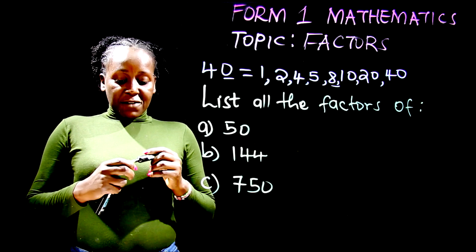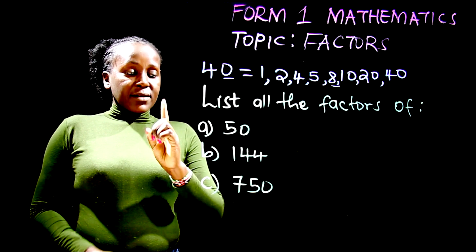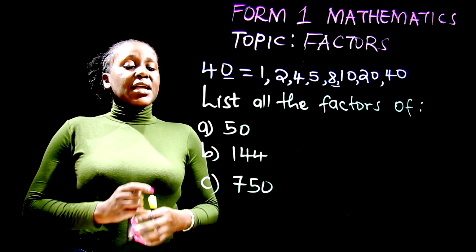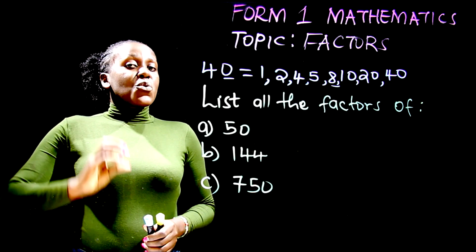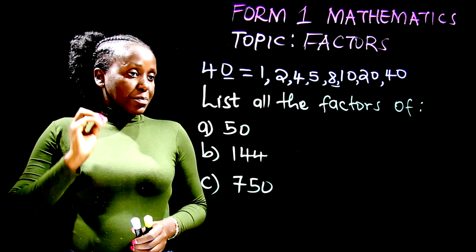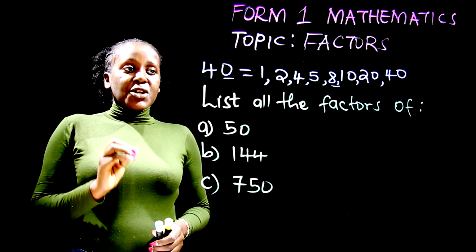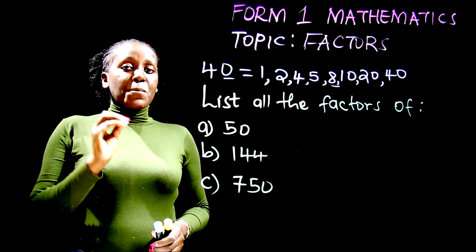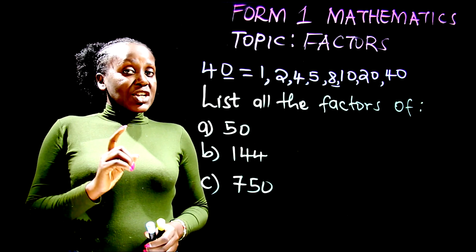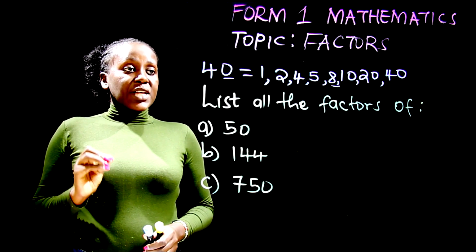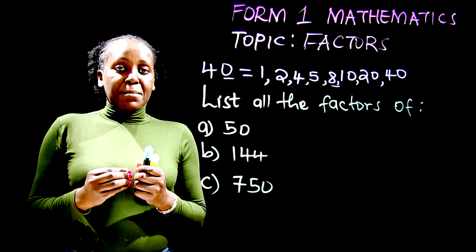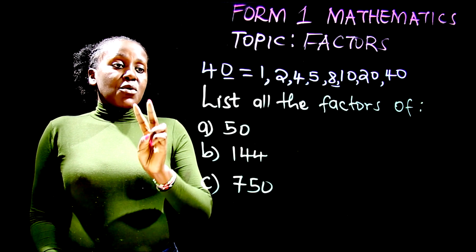So today we have learned 2 new words. One, a factor, which is a number that can divide another number without leaving a remainder. And then we have learned about a composite number, which is the opposite of a prime number. And we have said that a composite number has more than 2 factors.